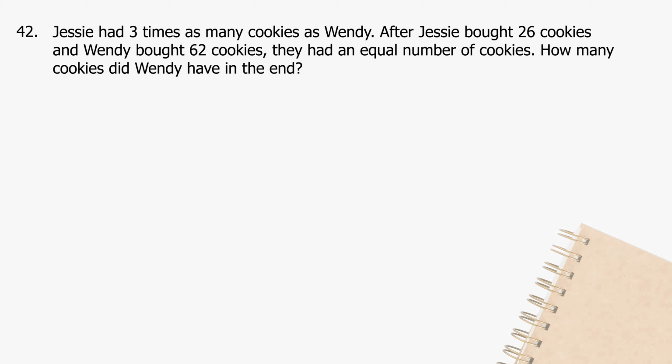Question 42. Jessie had 3 times as many cookies as Wendy. After Jessie bought 26 cookies, and Wendy bought 62 cookies, they had an equal number of cookies. How many cookies did Wendy have in the end?